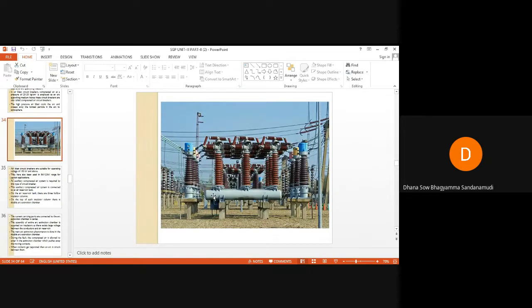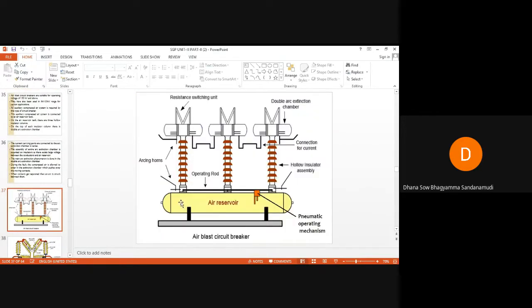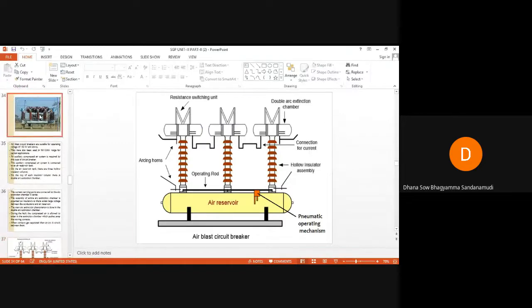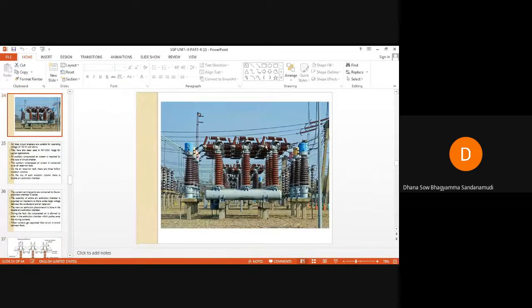On this air reservoir tank, there are three hollow insulators, 1, 2, and 3. On the top of each insulator column, there is a double arc extinction chamber. This is one double arc extinction chamber. Here also you can see the double arc extinction chamber on this hollow insulator.